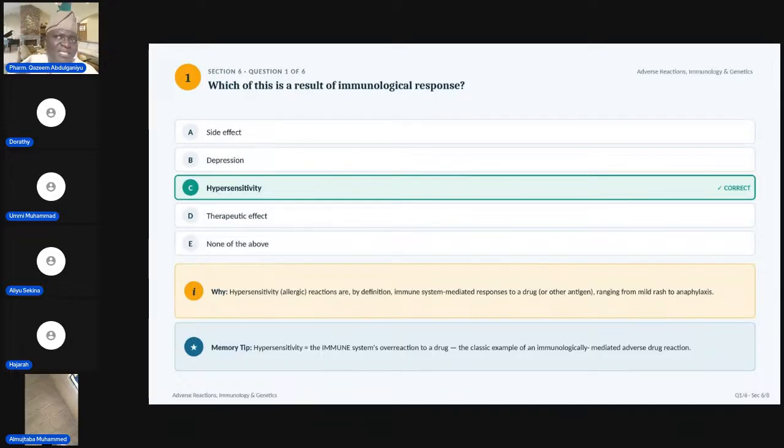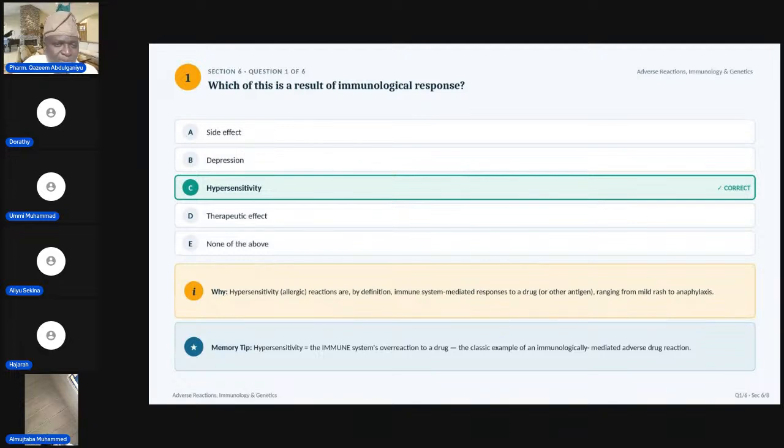But hypersensitivity or adverse drug reaction is not predictable. It is a response to something in the system. So immunological reaction is hypersensitivity, not a side effect. Not depression, because it has nothing to do with therapeutic failure. It doesn't even make sense. So that's the basic answer.